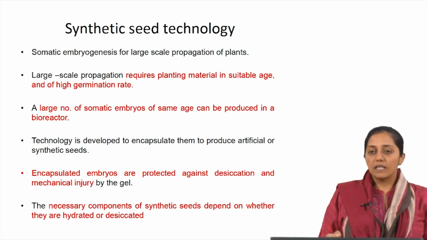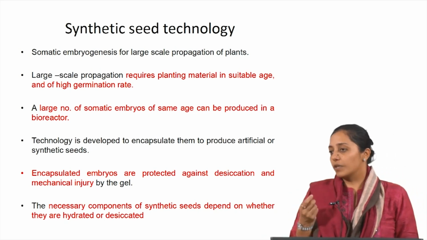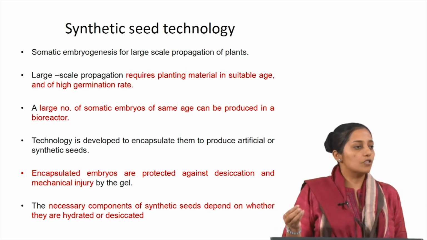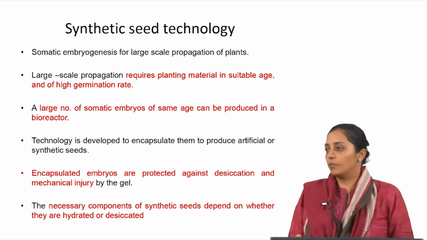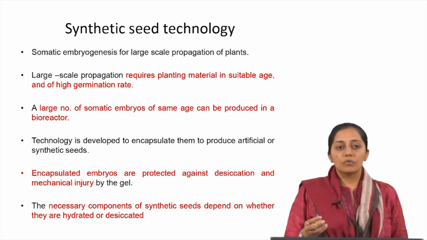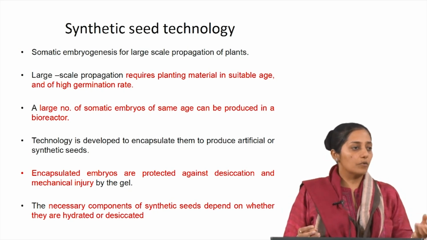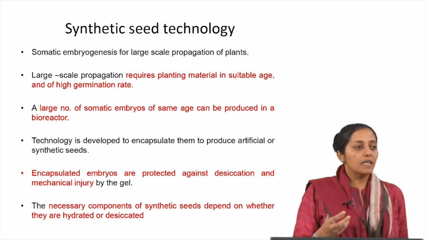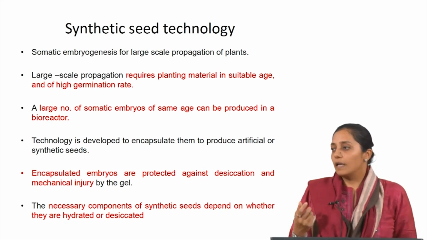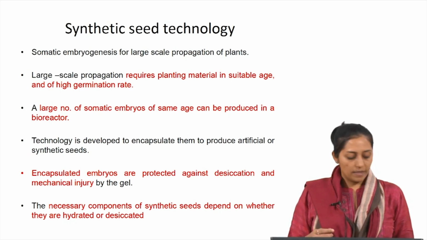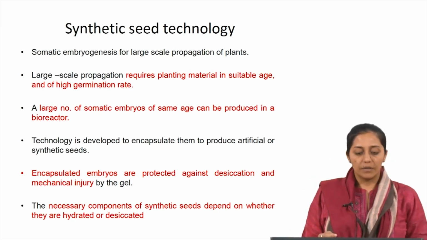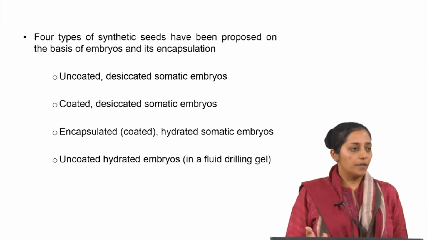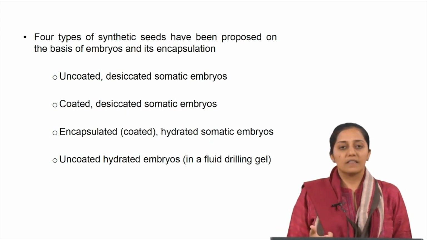So, the technology is now in synthetic seeds. In in vitro conditions, you can directly use the somatic embryos and regenerate them into plantlets. But if you want to use them outside as seeds for planting material, then generally they are encapsulated. There are 4 ways in which synthetic seeds are produced. One is uncoated desiccated somatic embryos. This is one way of producing synthetic seeds.